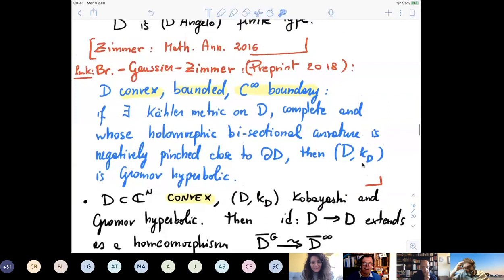What do you mean? If you have a compact manifold, for example. No, but compact manifold, okay, the point here is different. What we really prove is the following. If you have a convex domain, even if it's unbounded or it has no smooth boundary, even if the boundary is as bad as can be for a convex domain, and if the domain does not contain any complex line inside, which is equivalent to being hyperbolic, then the existence of such a Kähler metric with negatively pinched holomorphic bisectional curvature near the boundary implies that there are no analytic disks on the boundary.